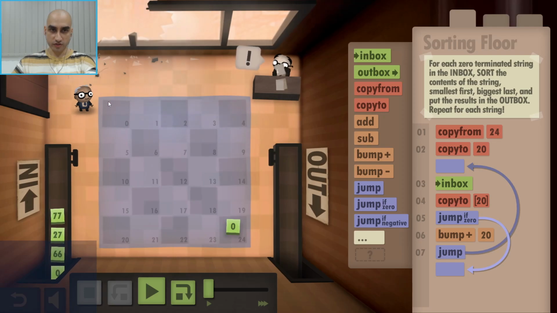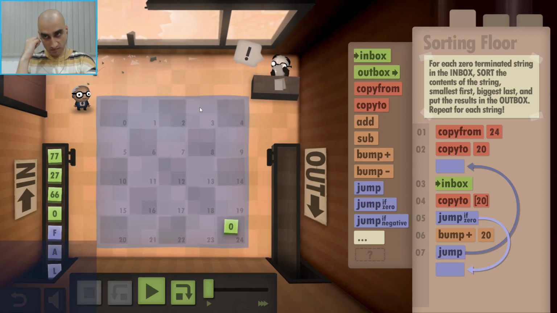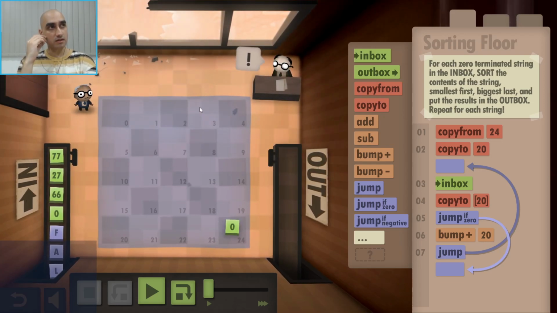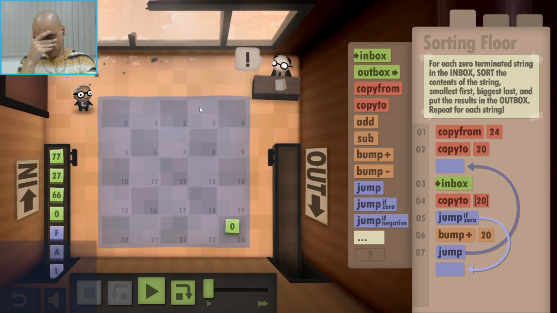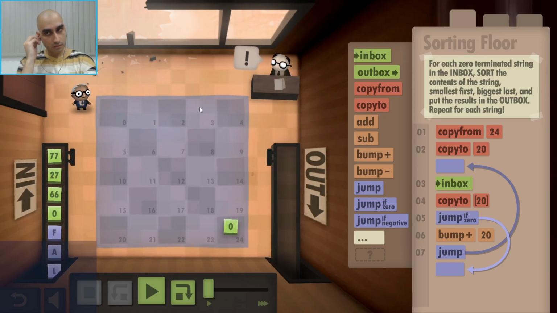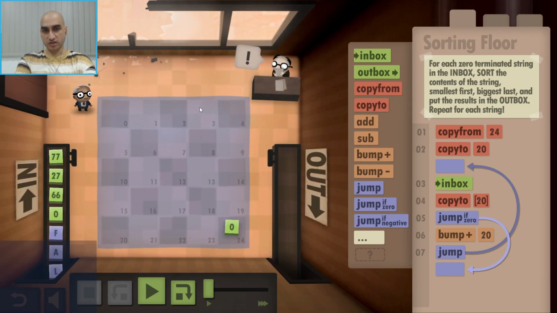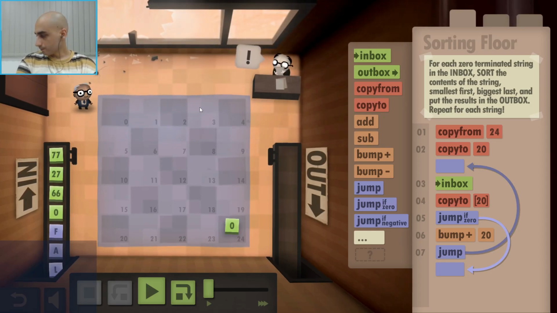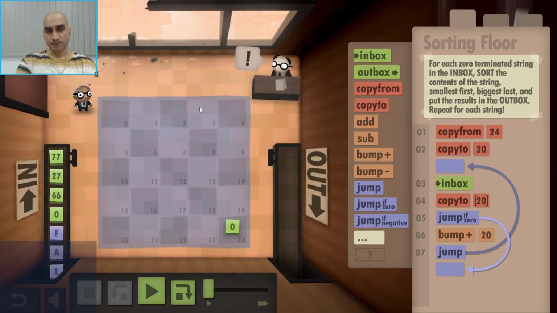So we've got the string, and now we want to sort it. I mean, we did this before, but it was just sorting 3 numbers. Now we want to sort a number of indeterminate length. Okay. Well, I think we just do what we did before, essentially. Bubble sort. It's the easiest to program using basic commands.